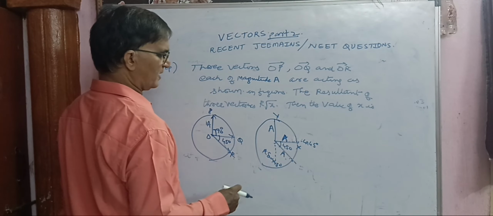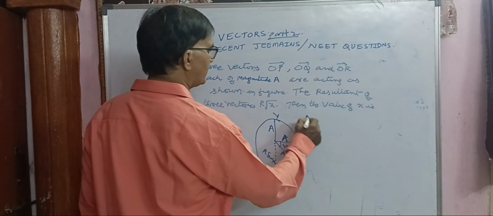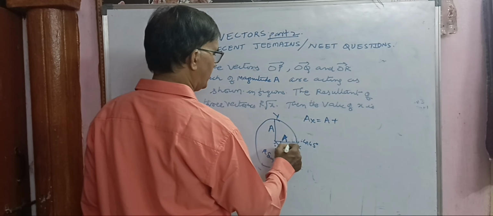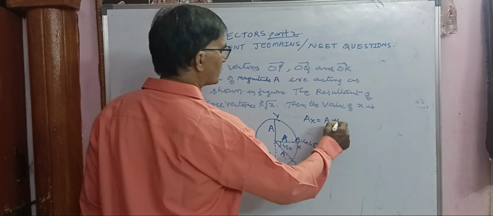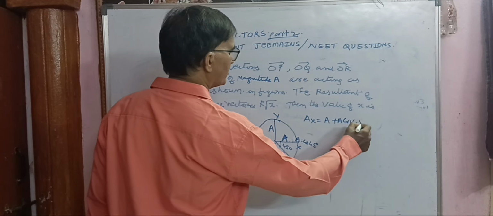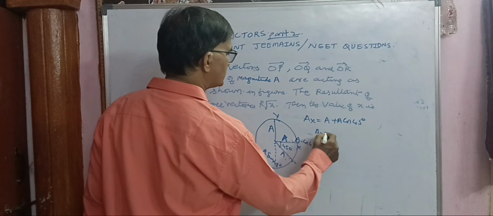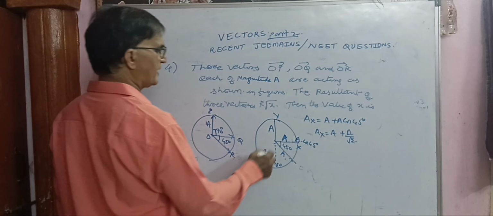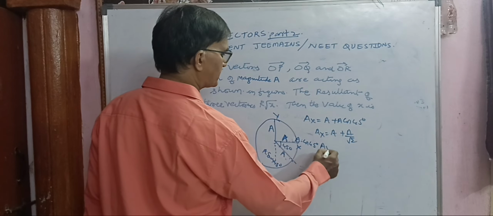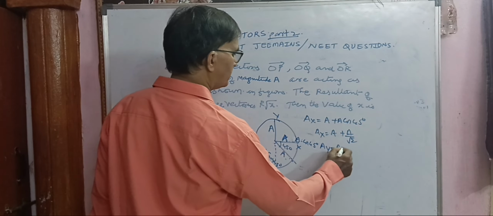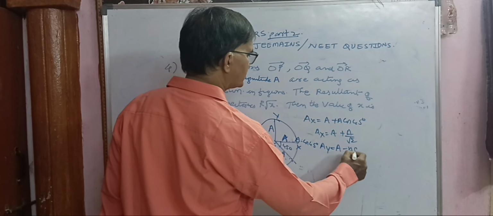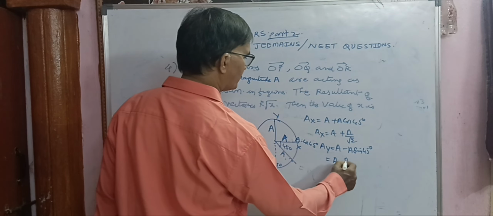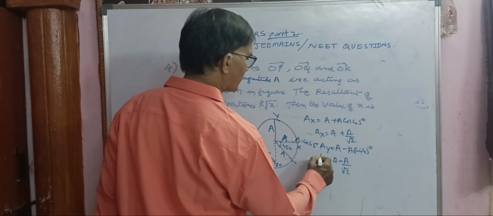If you take the X direction, the X component Ax will be A plus A cos 45. A cos 45, how much will it be? Ax is equal to A plus A by root 2. Similarly, if we take the y component Ay, what do you get? A minus A sin 45. So A minus A by root 2. Here, the y component.